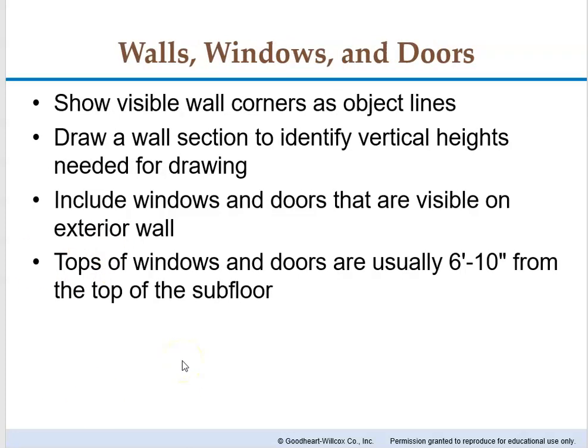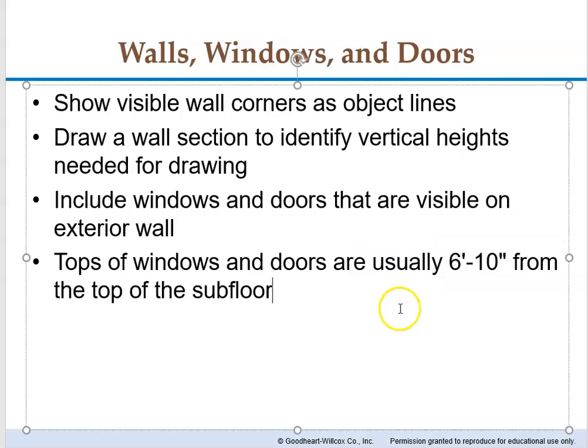Walls, windows, and doors show visible wall corners as object lines. This is just talking about how you would draw walls and windows and doors. Understand that the tops of windows and doors are typically 6 foot 10 inches from the top of the subfloor. So you have your floor joist, you have your subfloor on top of your floor joist, and then you have your finished floor on top of your subfloor. This 6 foot 10 is not indicating your finished floor. Once you put your finished floor in, then you're going to be closer to 6'8.5".